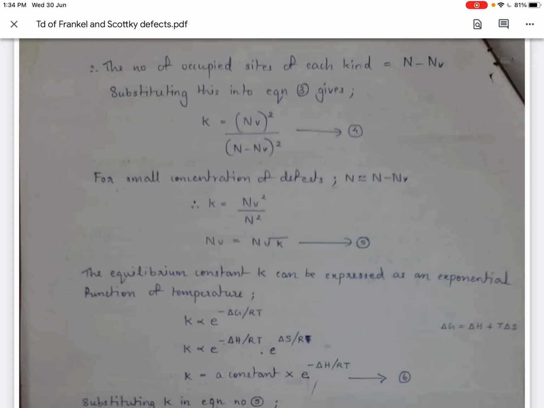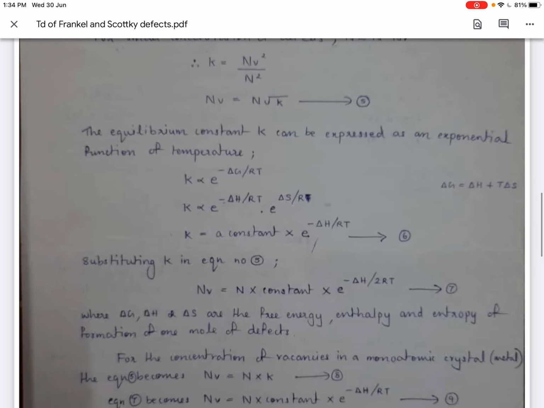The equilibrium constant K can be expressed as an exponential function of temperature. That is, K is proportional to e^(-ΔG/RT). K is proportional to e^(-ΔH/RT) times e^(ΔS/R), because ΔG = ΔH - TΔS.